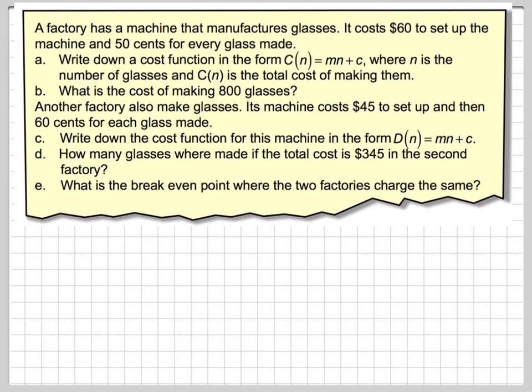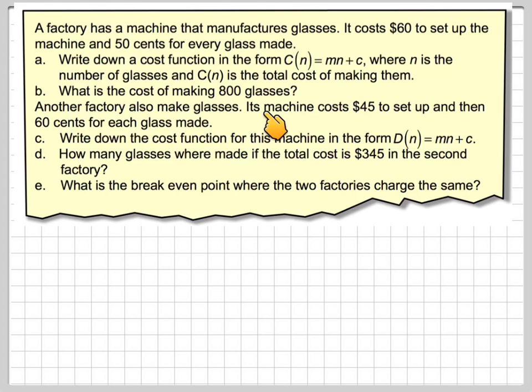Okay, this is a video about linear modeling. So we're sort of modeling with the function mx plus c. A factory has a machine that manufactures glasses. It costs $60 to set up the machine and 50 cents for every glass made. Write down the cost function in the form C of n is equal to mn plus c, where n is the number of glasses and C of n is the total cost of making them.